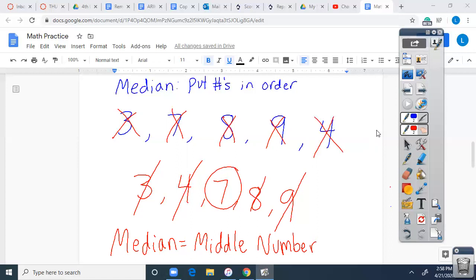So if you don't have that written down, if you don't have that in your brain, repeat it like 10 times. Median is the middle number when they're lined up. Okay? Remember that. And the last thing that we're going to do today is average.